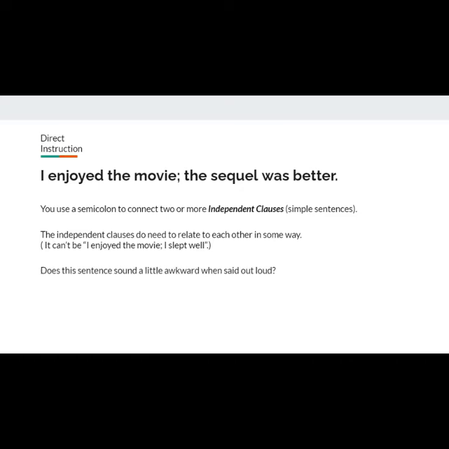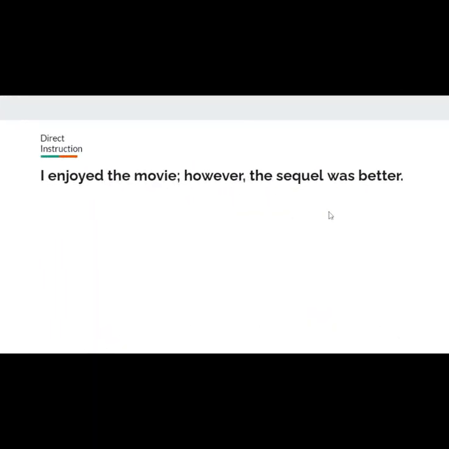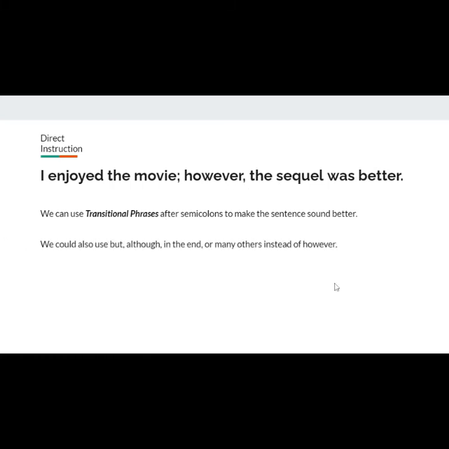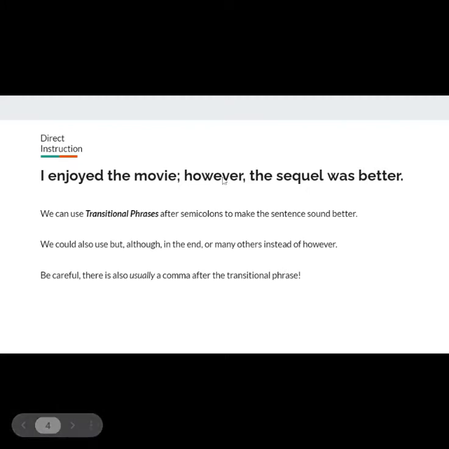And then you might think this sentence sounds a little awkward when said out loud. I enjoyed the movie; the sequel is better. That is because we can use these things called transitional phrases after semicolons to make the sentence sound better. So here we added however. I enjoyed the movie; however, the sequel is better. So we could also use but, although, in the end, or many others instead of however. And be careful because there is usually a comma after the transitional phrase. Not always, but most of the time, putting a comma there is a good idea. It makes it flow better.